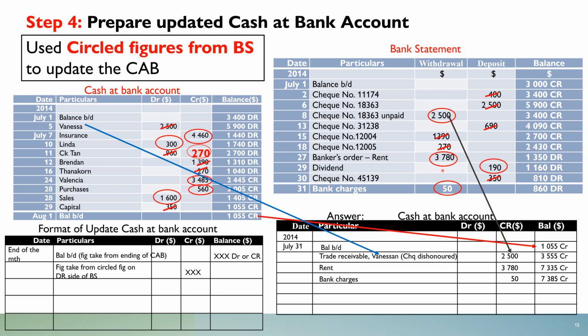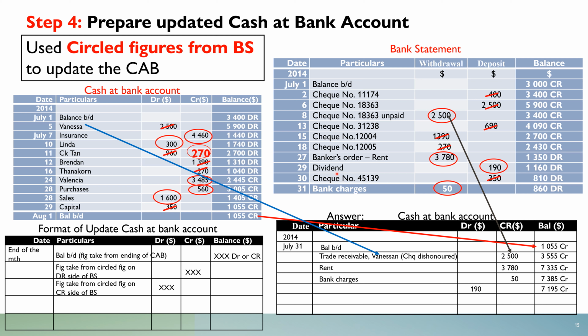After I record all the circle figures here, the next one I'm going to do is to record the circle figures that come from the credit side of the bank statement, which is here. The circle figures from the credit side of the bank statement will be recorded on the debit side of the cash at bank account. In this question, there's only one circle figure, which is 190. So I'm going to drop this figure here, and the account is dividends.